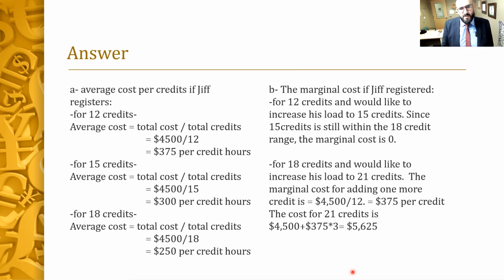Now, if he registered for 18 credits but would like to increase it to 21 credits, the marginal cost for adding one more credit is 4,500 divided by 12. That's the average, as you see, that we calculated in part A, $375 per credit. And the cost for 21 credits would be the 4,500 plus the 3 credits times 375, and that will give you a total of $5,625. That's the total cost.